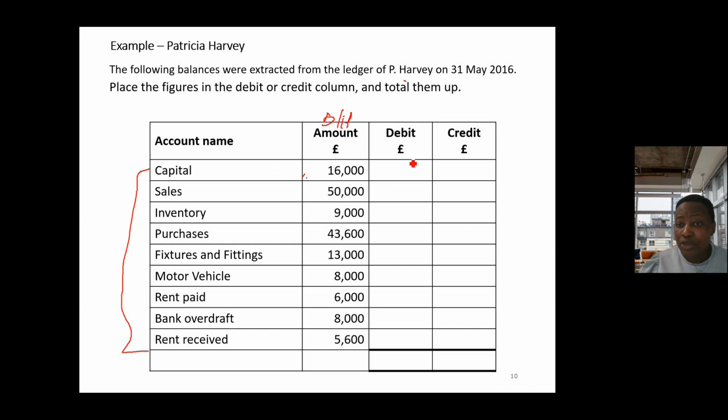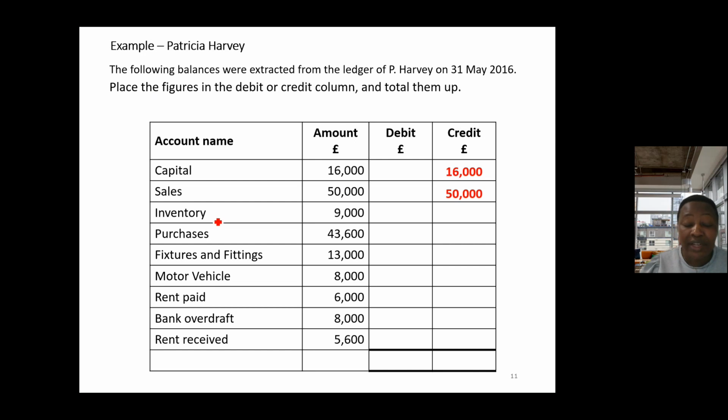Now we are told to use it to prepare the trial balance. Which side of the trial balance are we going to put this in, debit or credit? So we have capital. Capital, if you remember the debit-credit rule, is credit. So you should have a credit balance, and that's where our capital of 16,000 would be. Sales revenue income should have a credit balance as well, so 50,000 should be credited.